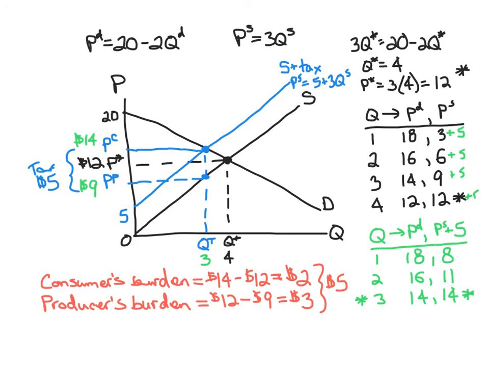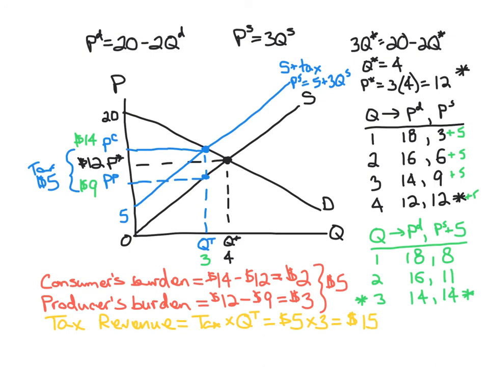Finally, we can calculate the overall tax revenue being collected by the government. So the tax revenue is just equal to the amount of the tax times the number of transactions. So in this case, $5 per unit sold, and there are 3 units sold. So the overall tax revenue is $15.